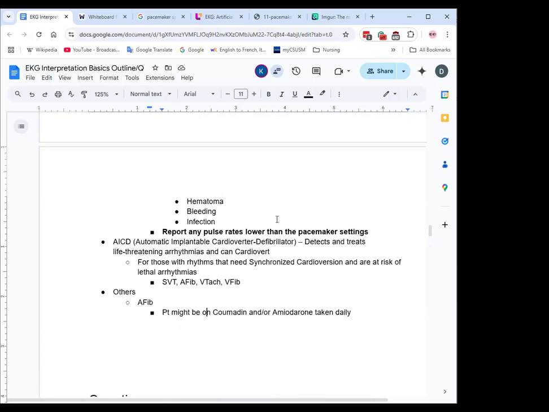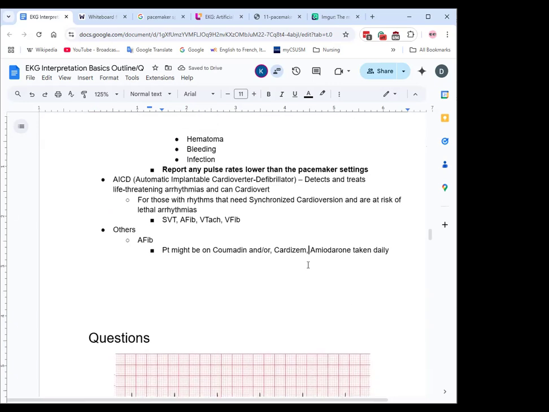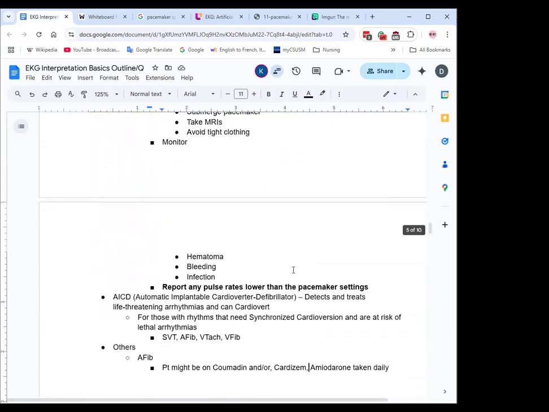If it's AFib with RVR, I think it helps the ventricles contract at a normal rate. Yeah, so they could be on that as well. I'll add that on there. So Cardizem. All right. And yeah, we'll go over more details of specific rhythms tomorrow.